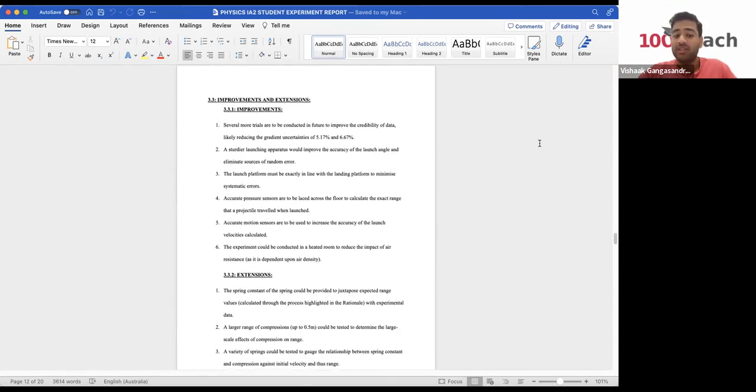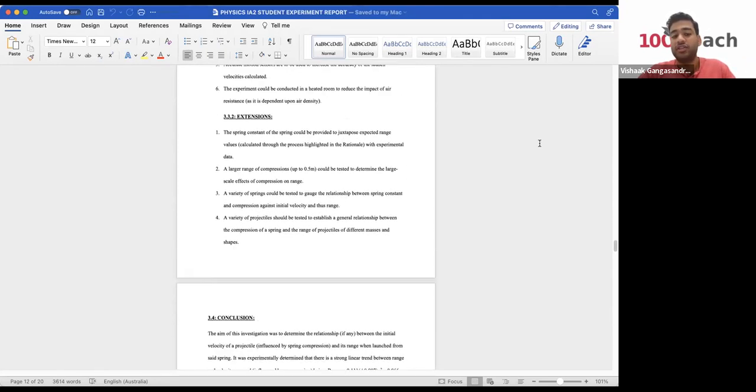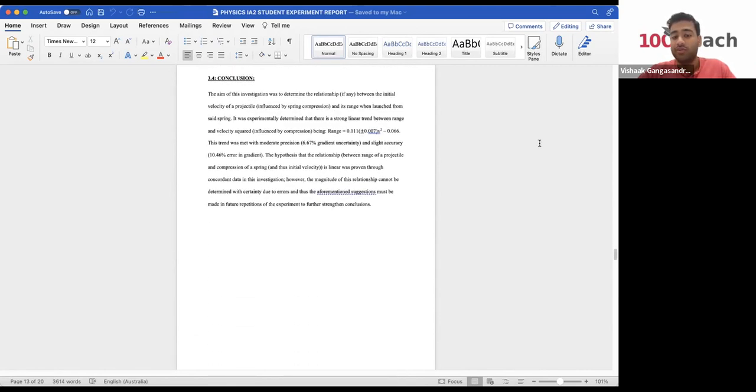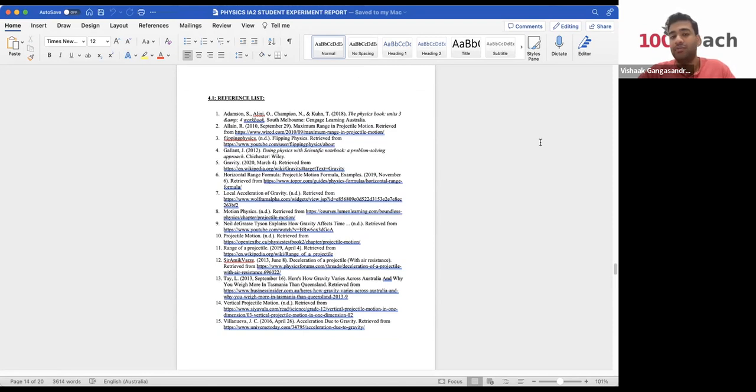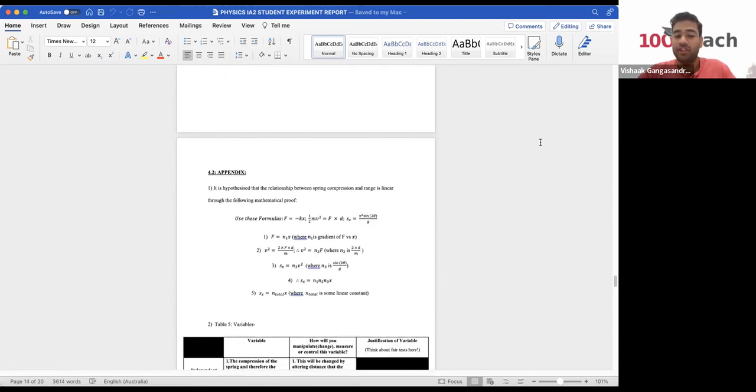Improvements and extensions. Improvements and extensions, you can write in a paragraph, ask what your teacher likes, but in a list, I feel is easier for them to mark. Improvements, extensions, right? And then conclusion. Okay, and then I've got a reference list. Aim to have quite a few references, but around 10 references is good, and then a bunch of appendices.